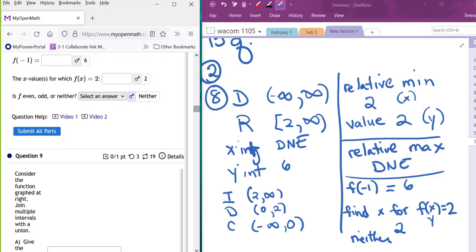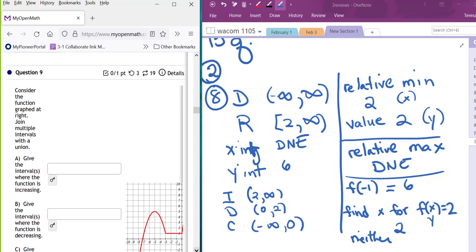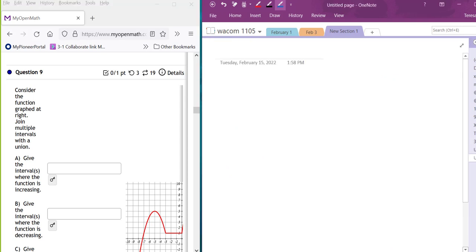All right, we're good on time. We'll do a couple more. So number 9, I picked this one. I'm going to need more of that graph. So let's see, get a new page here.